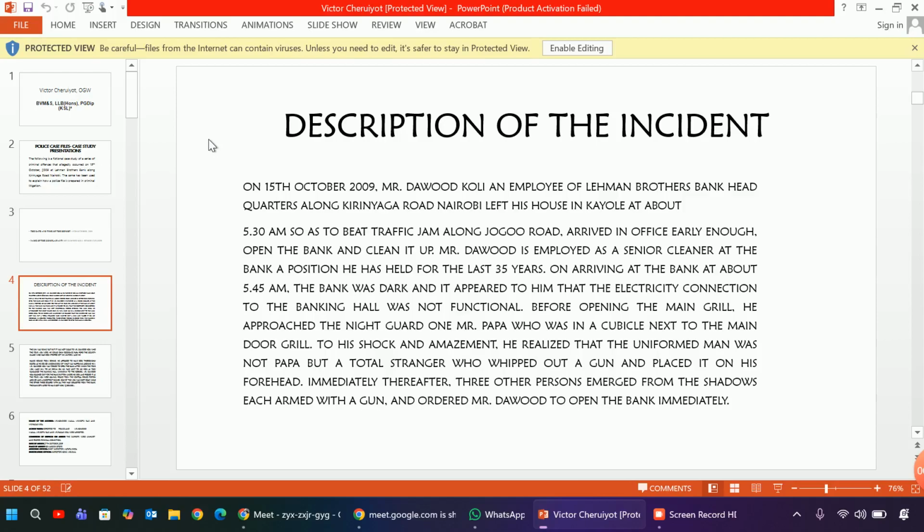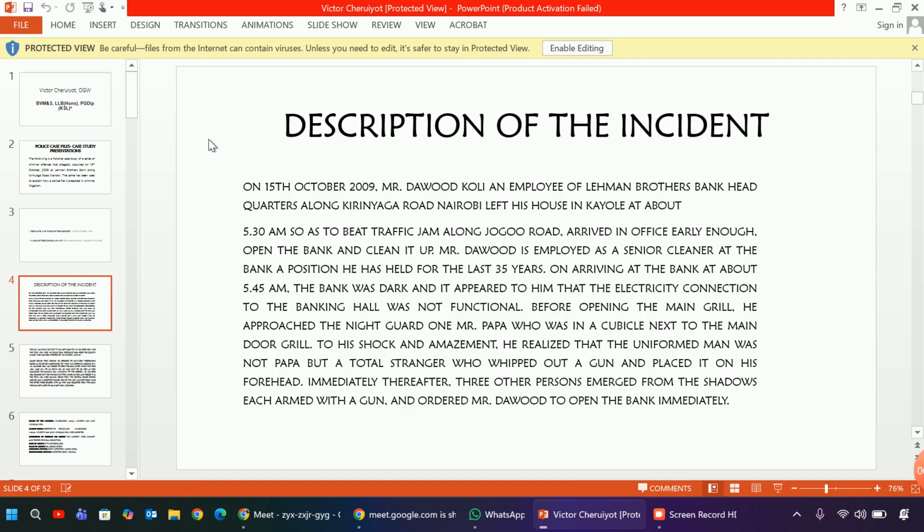Okay, on the 15th October 2009, Mr. Dawood Kohli, an employee of Lehman Brothers Bank, headquarters along Kirinyaga Road, Nairobi, left his house in Kayole at about 5:30 a.m. so as to beat traffic jam along Jogoo Road, and he arrived in the office early enough, opened the bank and cleaned it up. Mr. Dawood is employed as a senior cleaner at the bank, a position he has held for the last 35 years. On arriving at the bank, at about 5:45 a.m., the bank was dark and it appeared to him that the electricity connection to the banking hall was not functional.